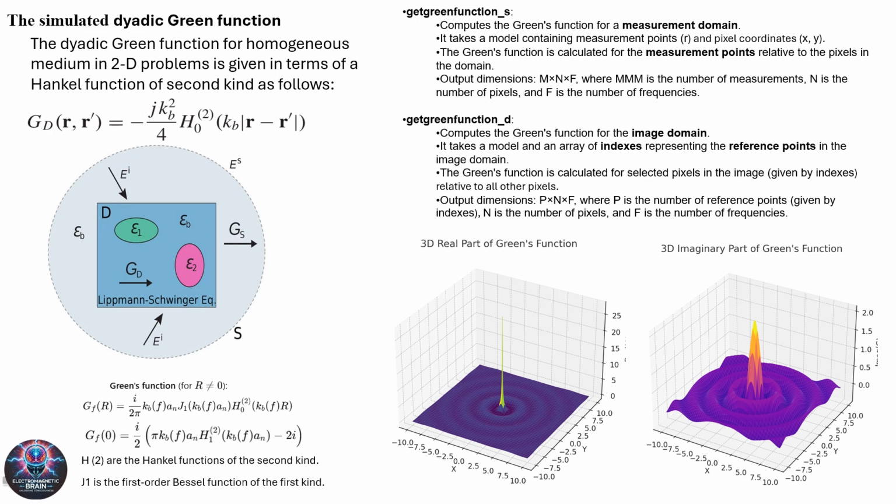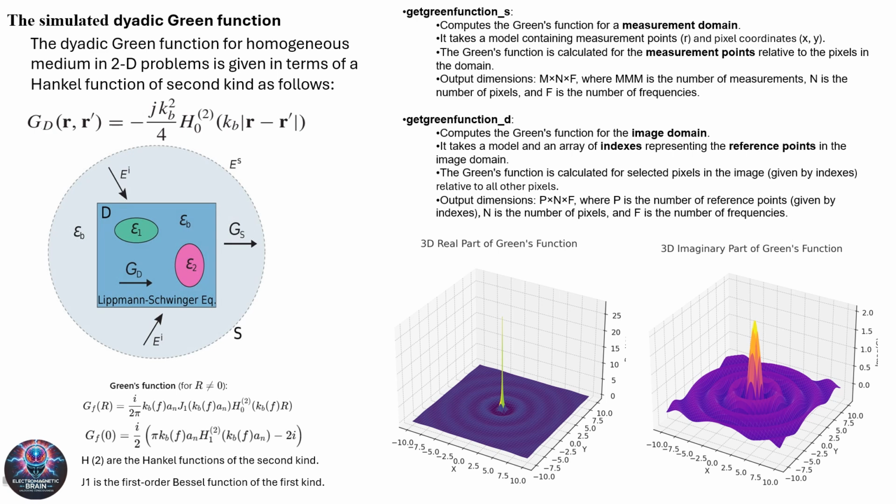Now, let's discuss Green's function for specific cases, such as brain imaging. The equations provided describe the Green's function for 2 important conditions. First, for the case where R is not zero, i.e., when the source and observation points are distinct. Here J1 is the first-order Bessel function of the first kind, while H0,2 is the Hankel function of the second kind, which captures the wave propagation behavior in this scenario. This equation describes how waves propagate from a source to a point at a distance from the source.